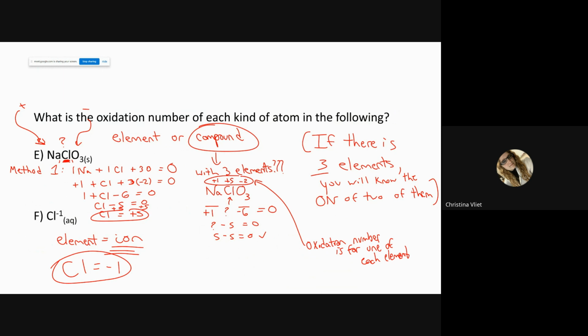Even though all 3 oxygens gain 6 electrons, when we answer an oxidation number, we answer for each individual atom of an element. So each oxygen is -2, each sodium is +1, and each chlorine is +5. That's the way that we answer for oxidation numbers to trace the changes in electrons. So that's something that's really, really important.